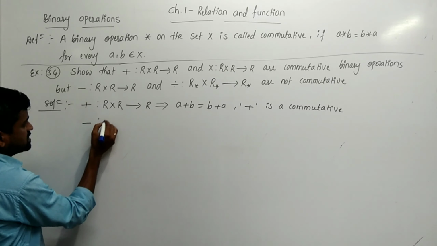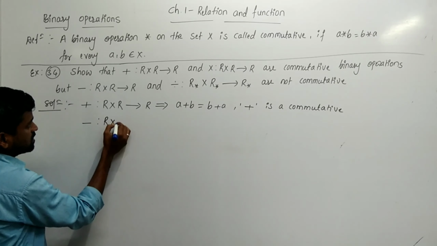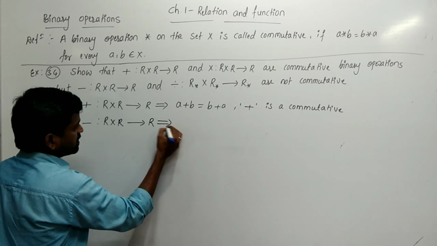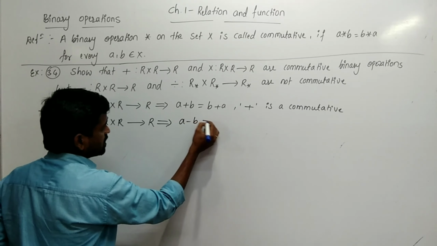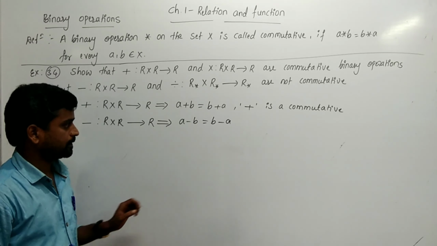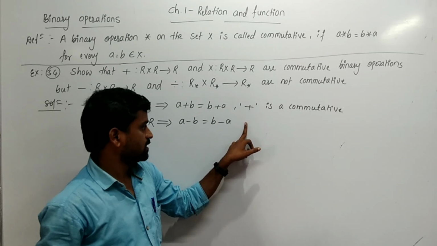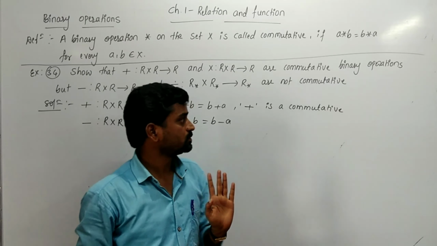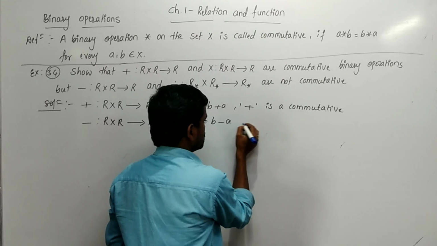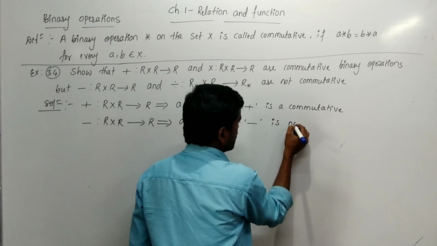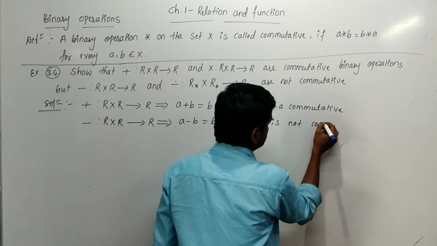Subtraction from the Cartesian product R to R implies A minus B is not equal to B minus A. Therefore, subtraction is not commutative.